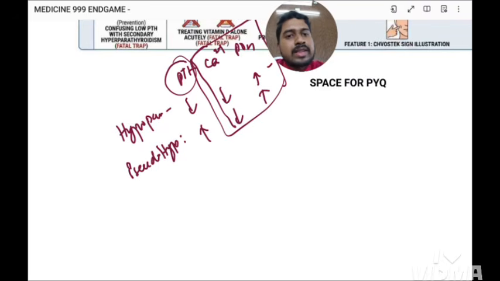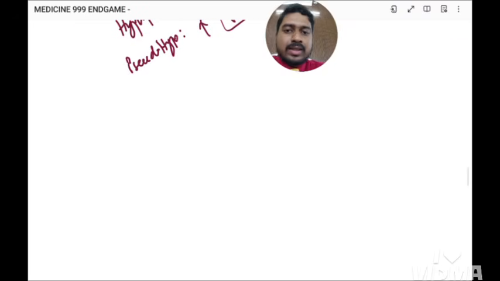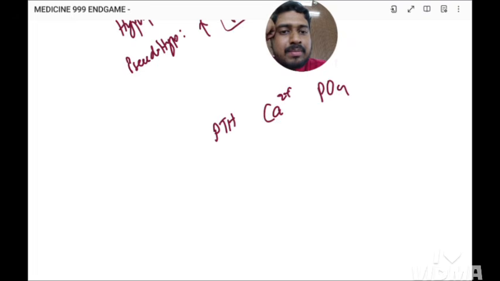Basically there is a mutation of a protein known as GNAS, as a result of which there is a defect in sensing calcium levels and all. So it is a separate topic, we'll not discuss it today. Now tell me quickly, this is the most important thing required in your questions. We'll just make a table: calcium, PTH, phosphate.